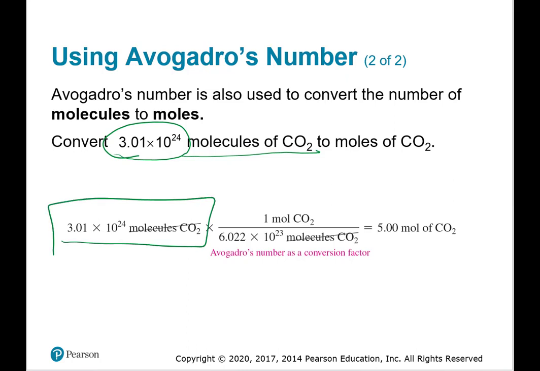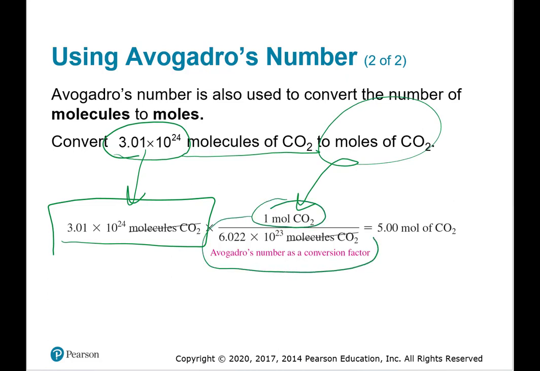So I'm starting with what I'm given in my problem. What do I want? I want moles of CO2. And for every 1 mole of anything, there's 6.022 times 10 to the 23rd of it. So 3.01 times 10 to the 24th times 1, which is itself, divided by 6.022 times 10 to the 23rd, and we should get, to 3 significant figures, 5.00 moles of carbon dioxide.